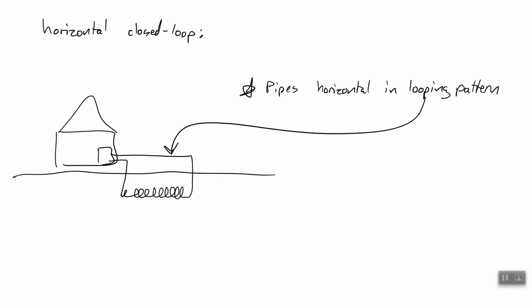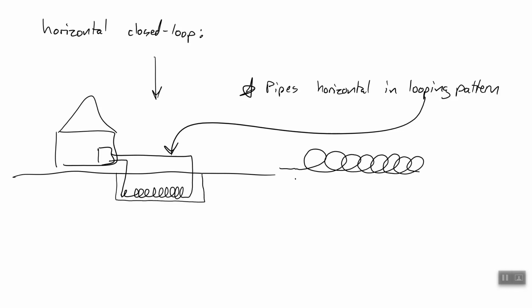Right, as shown here. So if we look at it from looking down on it, we have what I believe we call a slinky pattern, where our pipes are laid at the bottom of a trench. So here's a trench we dug. We laid our pipes on the bottom, then we filled that back up with dirt.